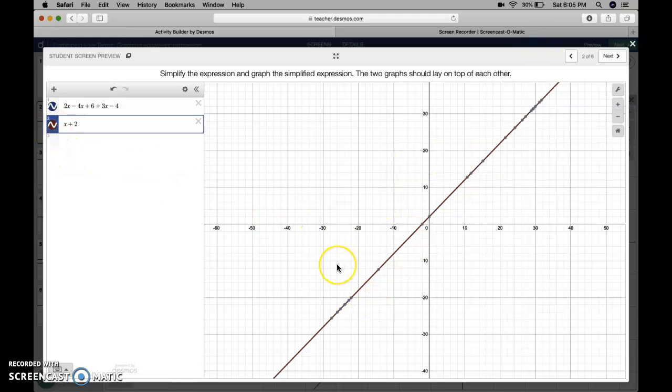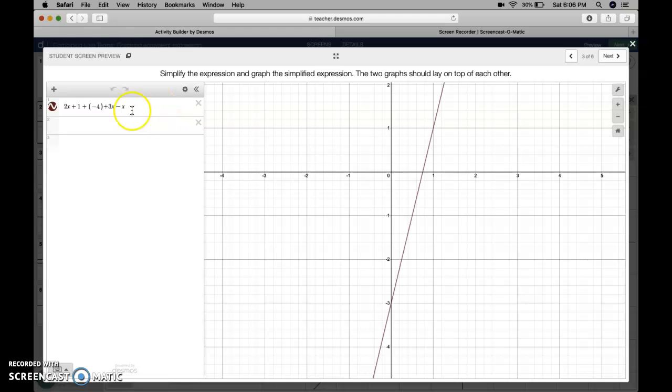These ones, they're laying on top of each other. I know that means I simplified this correctly, and I get my feedback right away. I simplified this correctly. I have the two graphs laying on top of each other. That's it, okay? So then you'd go to the next screen and do the same thing with this one.